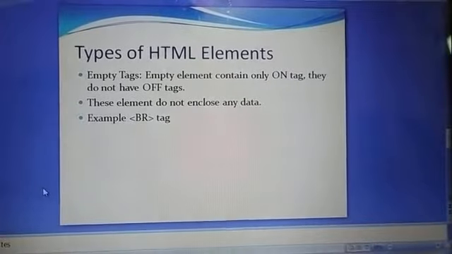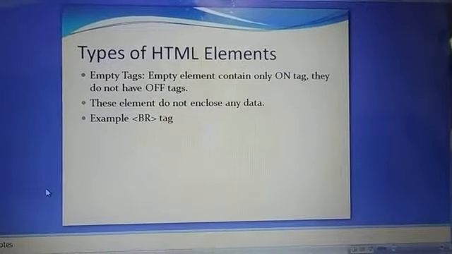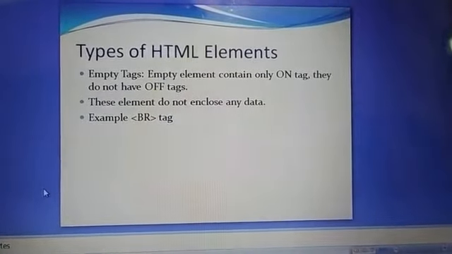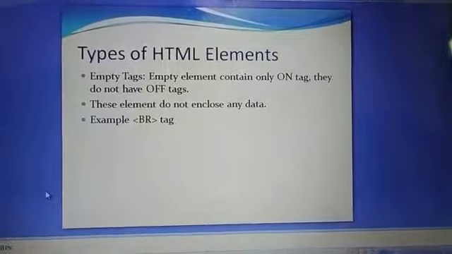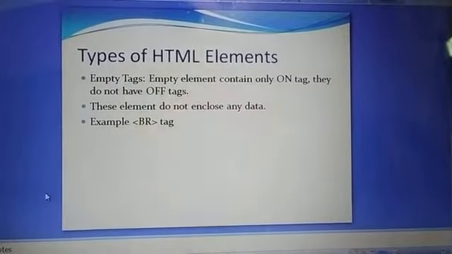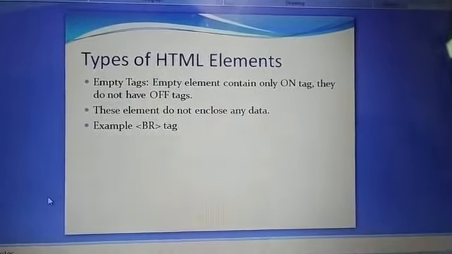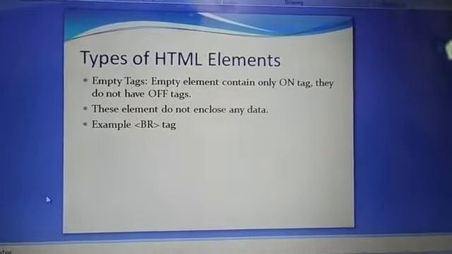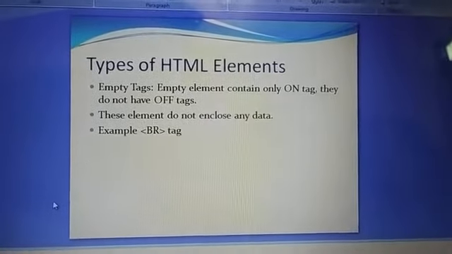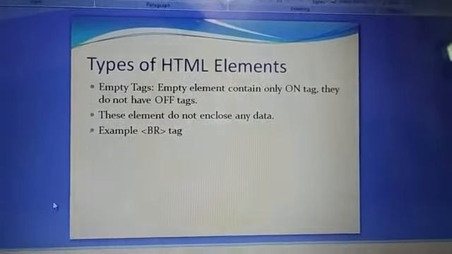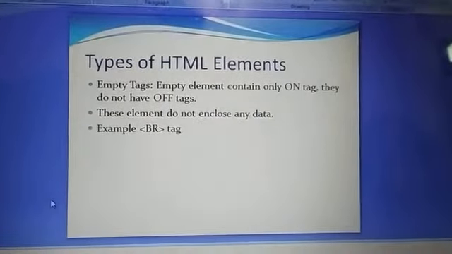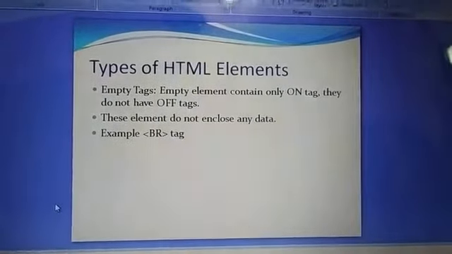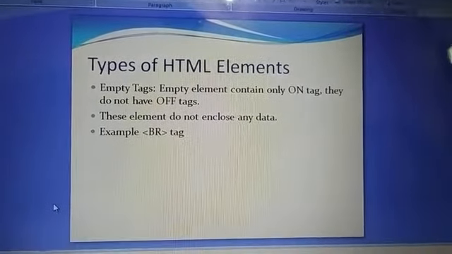Now the next type of tag is empty tags. An empty element contains only the on tag. They do not have an off tag. These elements do not include any data in between. For example, the BR tag, that is used to break the line or to go to a new line, that we will learn afterwards. So these are the two kinds of tags in HTML. First one is a container tag that contains some data. It has both tags, on tag and off tag. And the empty tag doesn't contain any data, it has only the on tag.